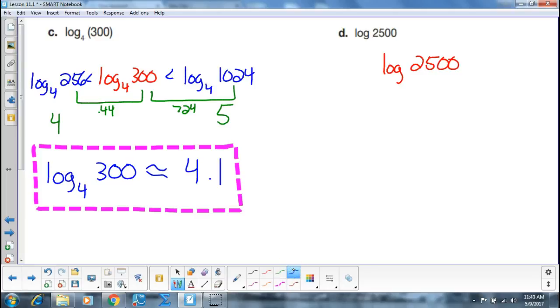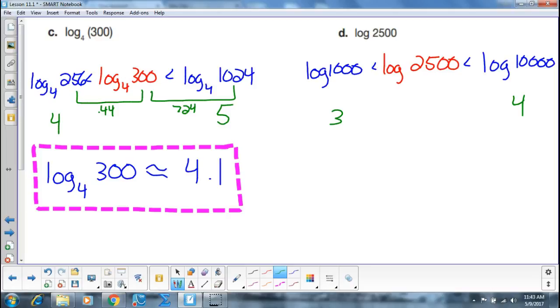Log of 2,500. What's the base first? The base is 10. Okay. The power of 10 smaller than 2,500 is 1,000. The power of 10 larger than 2,500 is 10,000. Because 1,000 is 10 cubed, because there's 3 zeros. So that's an exponent of 3. And then this is 4, because there's 4 zeros.